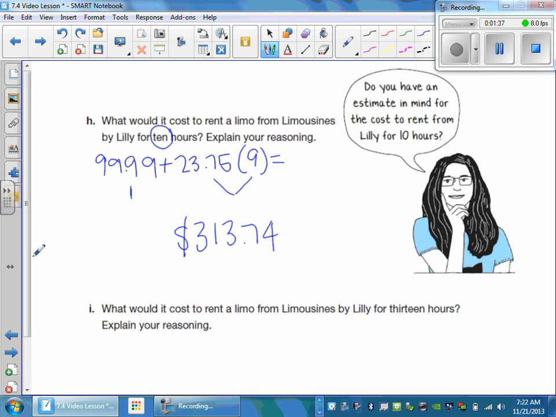Letter I says, what would it cost to rent a limo from Limousines by Lily for 13 hours? I want you to try this one on your own. Make sure you explain your reasoning and tell us how you got the answer. And then when you're done, you can press play.